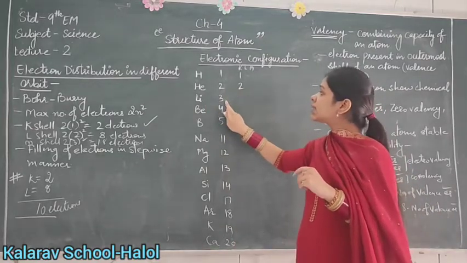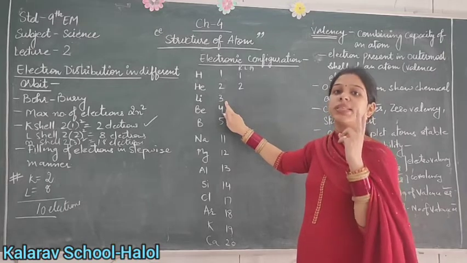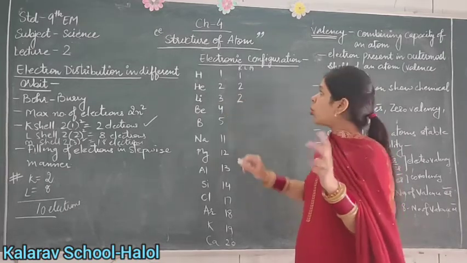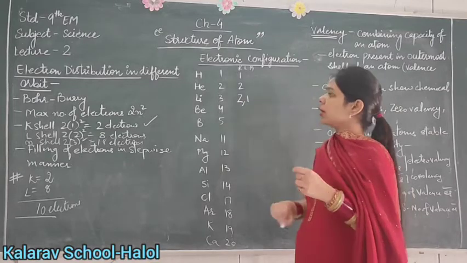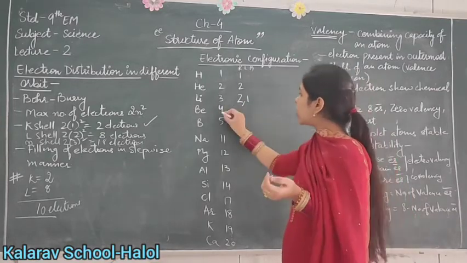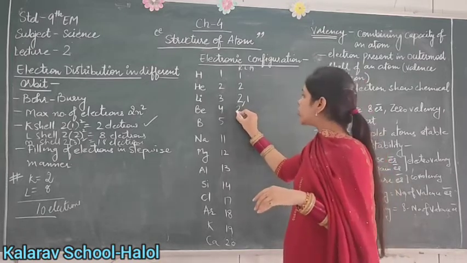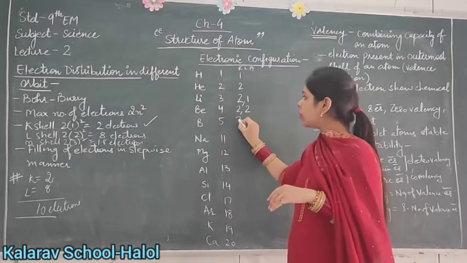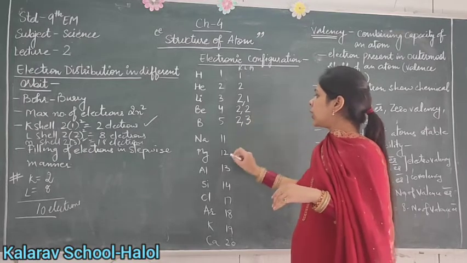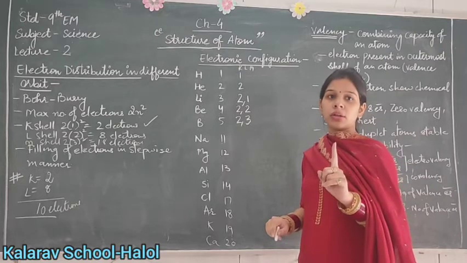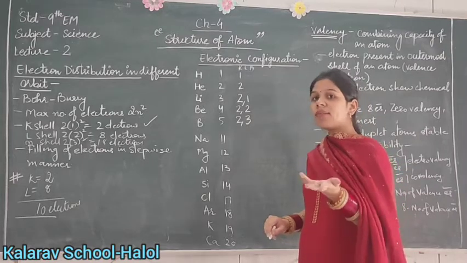So lithium has atomic number 3, which means 3 electrons. The K shell can accommodate only 2, so the next electron will go there. Similarly, beryllium has atomic number 4 and 4 electrons. So it has 2, 2. Similarly 2, 3. Here sodium has atomic number 11, which means it has 11 electrons.